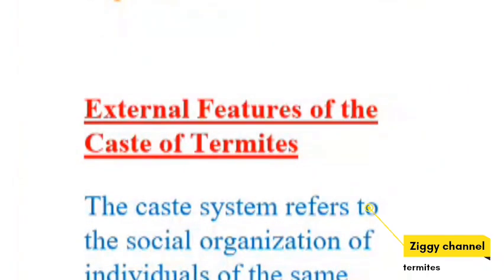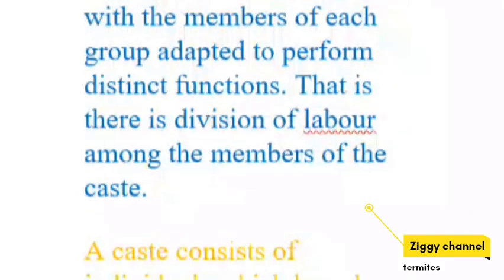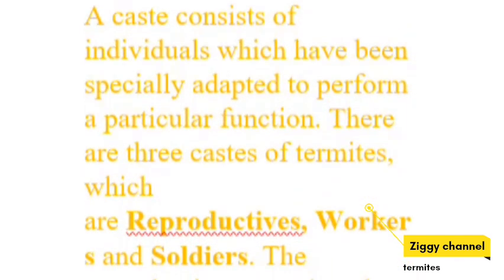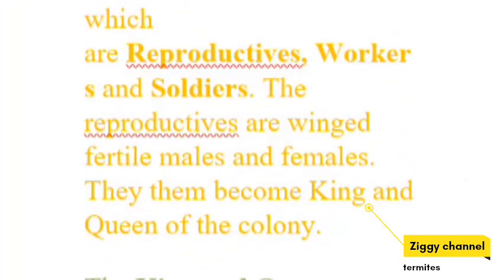External features of the caste of termites. The caste system refers to the social organization of individuals of the same species living together but divided into different groups, with the members of each group adapted to perform distinct functions. That is, there is division of labor among the members of the caste. A caste consists of individuals which have been specially adapted to perform a particular function. There are three castes of termites, which are reproductives, workers and soldiers.